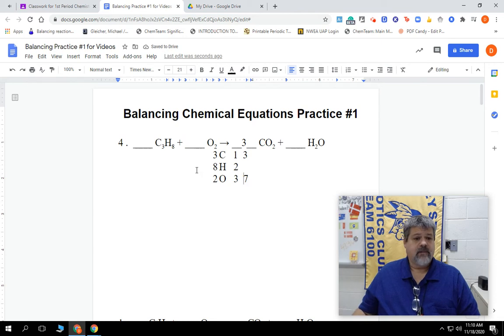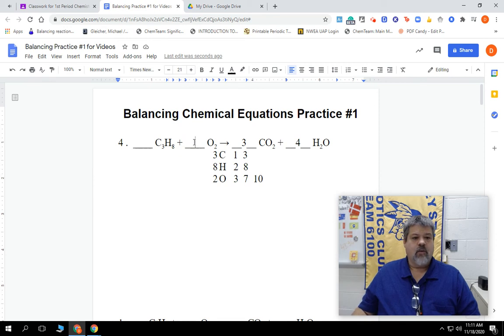and we're going to do the hydrogen. So I have 8 hydrogen over here. I'm going to put a 4 over here, a 4. So now I have 4 times 2, or 8 hydrogen on this side. So I'm going to put 8. And we're going to change our oxygen again, because remember we said we're going to save the oxygen to the end. So now I have 4 here, plus the 6 here. So I have actually 10 oxygen.